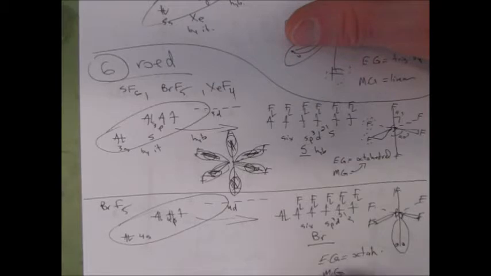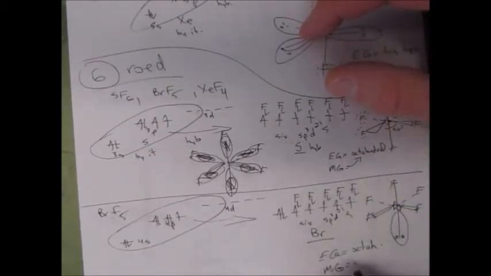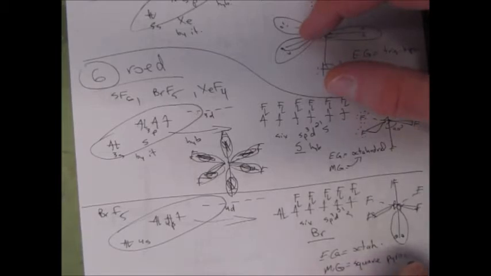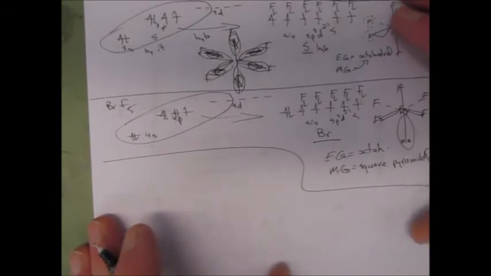The molecular geometry, cover this up. Square base goes to a pyramid, so this is called square pyramidal. We're done. Next one. We're speeding this up a bit just to get through it, not to draw it out too much.